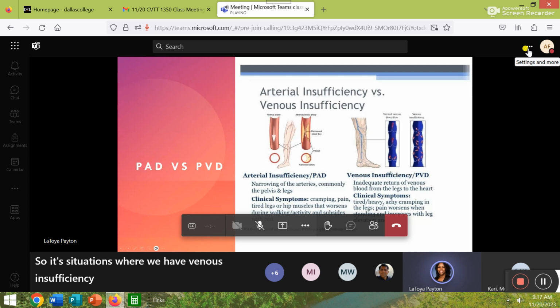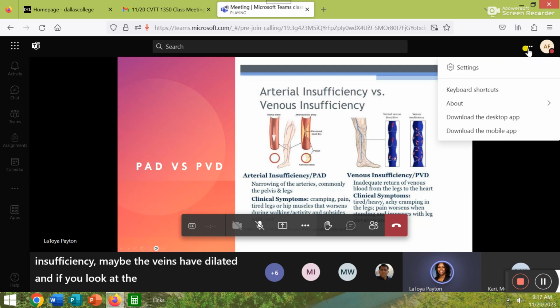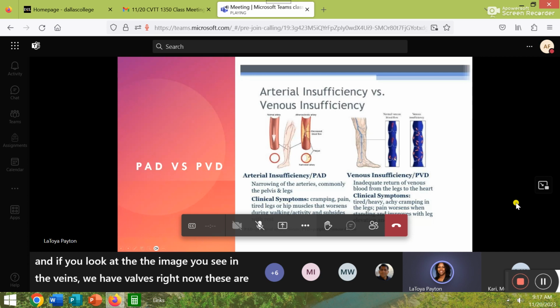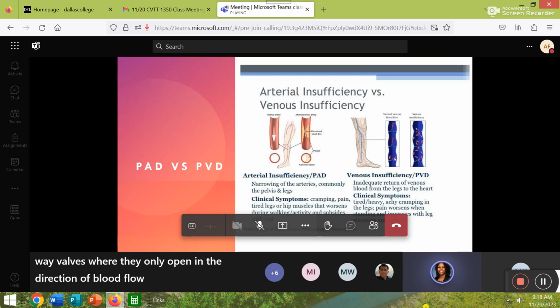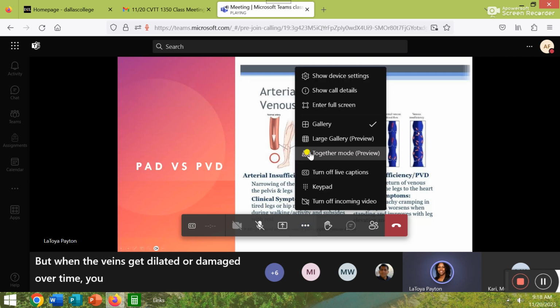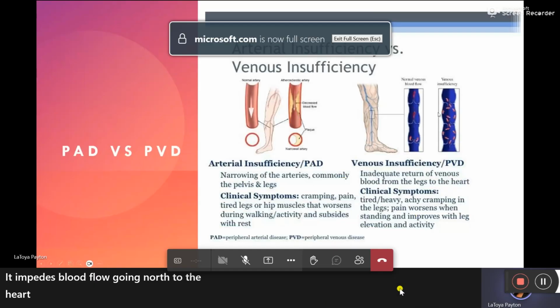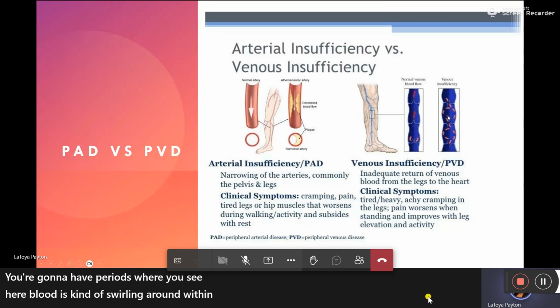And if you look at the image, you see in the veins we have valves, right? Now these are one-way valves. They're supposed to be one-way valves, where they only open in the direction of blood flow to the heart. But when the veins get dilated or damaged over time, you see these valves become damaged. And when they become damaged, it impedes the blood flow going north to the heart. You're going to have periods where your blood is kind of swirling around within the veins, which is going to increase the volume in these little segments. And with increased volume comes increased pressure, and the body does what it does to cope with this increased volume. It's going to stretch, it's going to remodel.